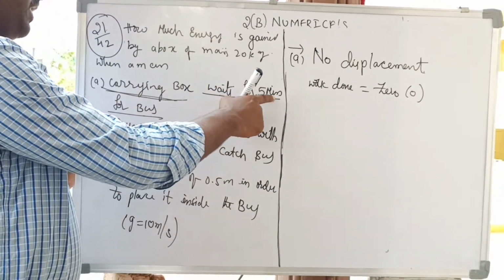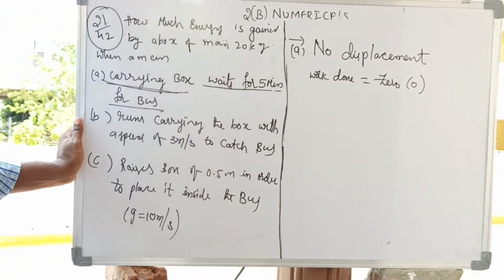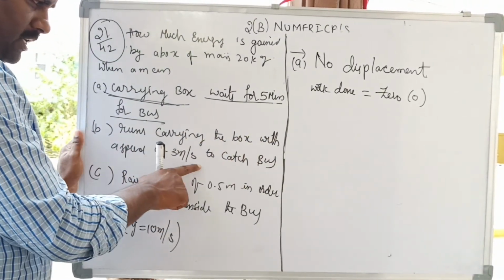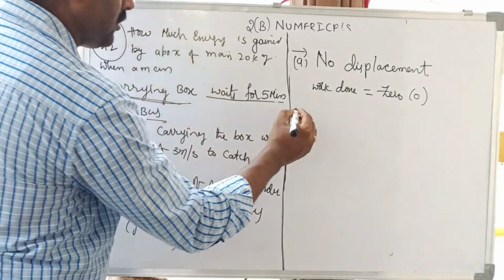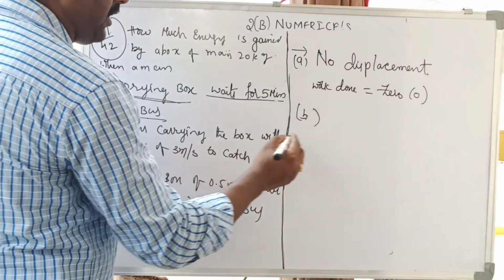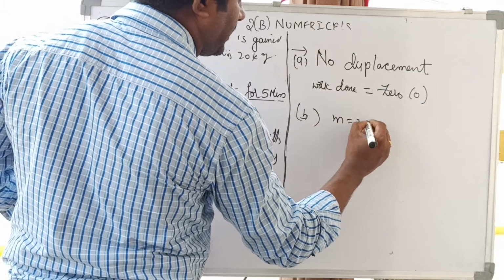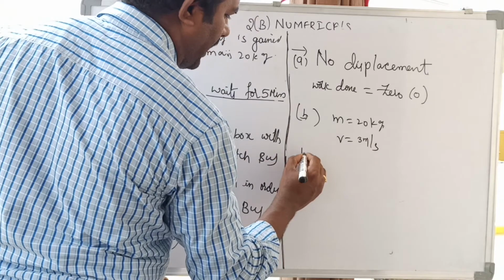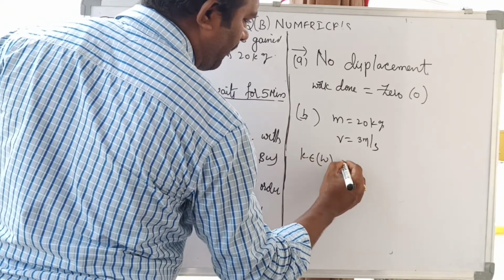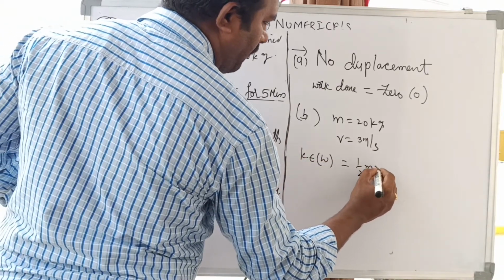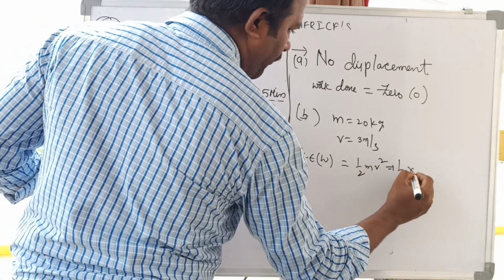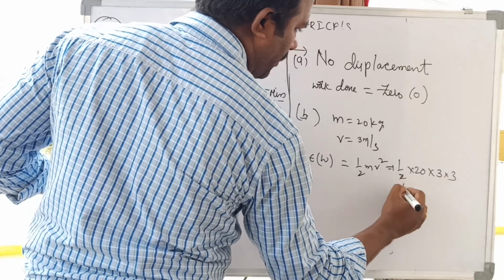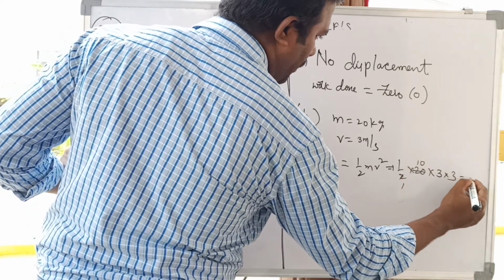Carrying a box, he waits for 5 minutes for a bus, so no work is done. Then he runs carrying the box with a speed of 3 meters per second to catch the bus. In part B, mass is 20 kg and velocity is 3 meters per second. Therefore the work done in the form of kinetic energy is half m v square, which is half into 20 into 3 square, that is 3 into 3. 2 tens are 20, 20 times 9 by 2 gives 90 joules.